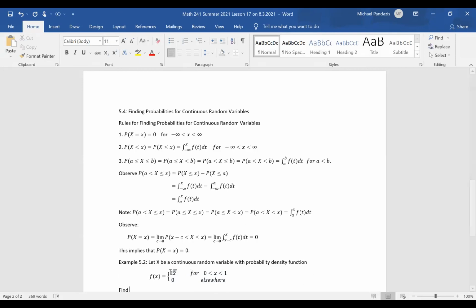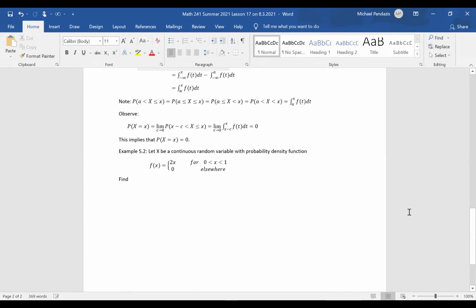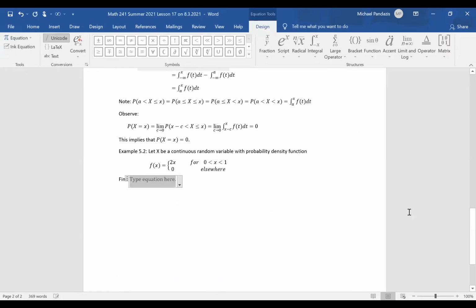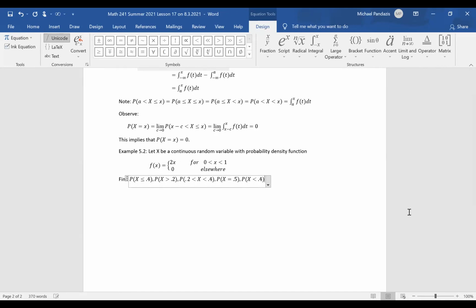Find the probability that capital X is less than or equal to 0.4. The probability that capital X is greater than 0.2. The probability that 0.2 is less than capital X, less than 0.4. And the probability that capital X is equal to 0.5. And the probability that capital X is less than 0.4.